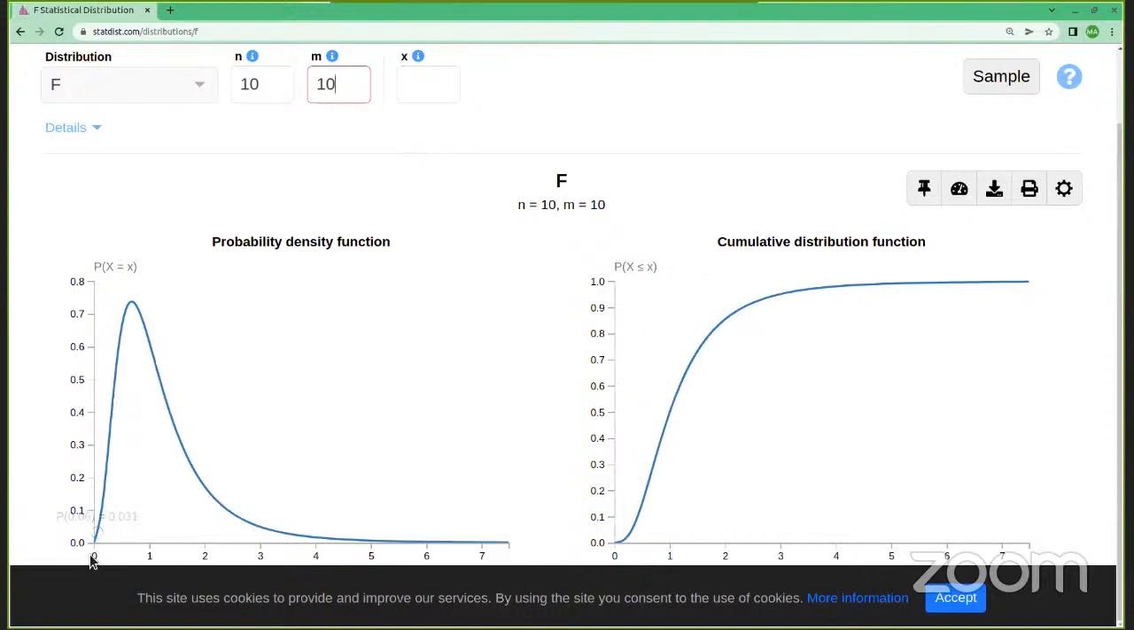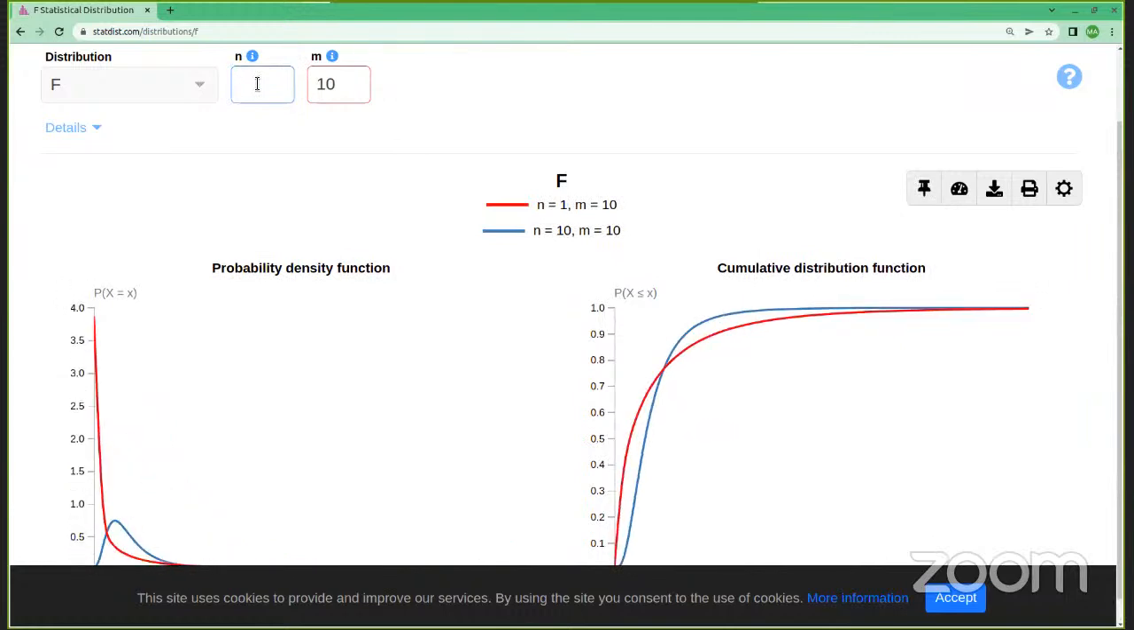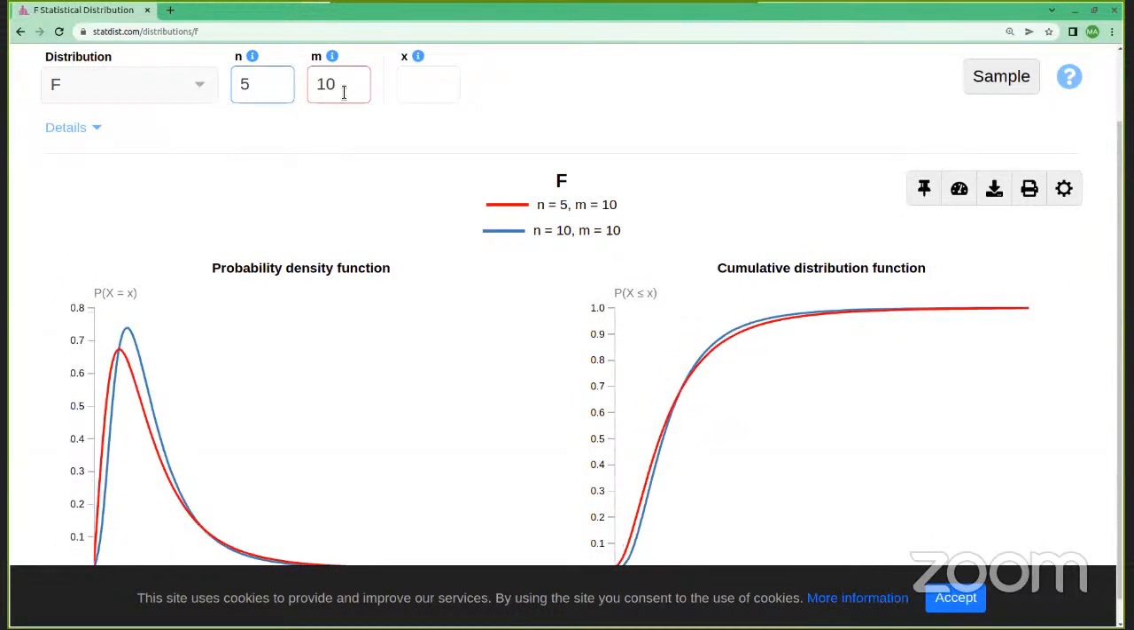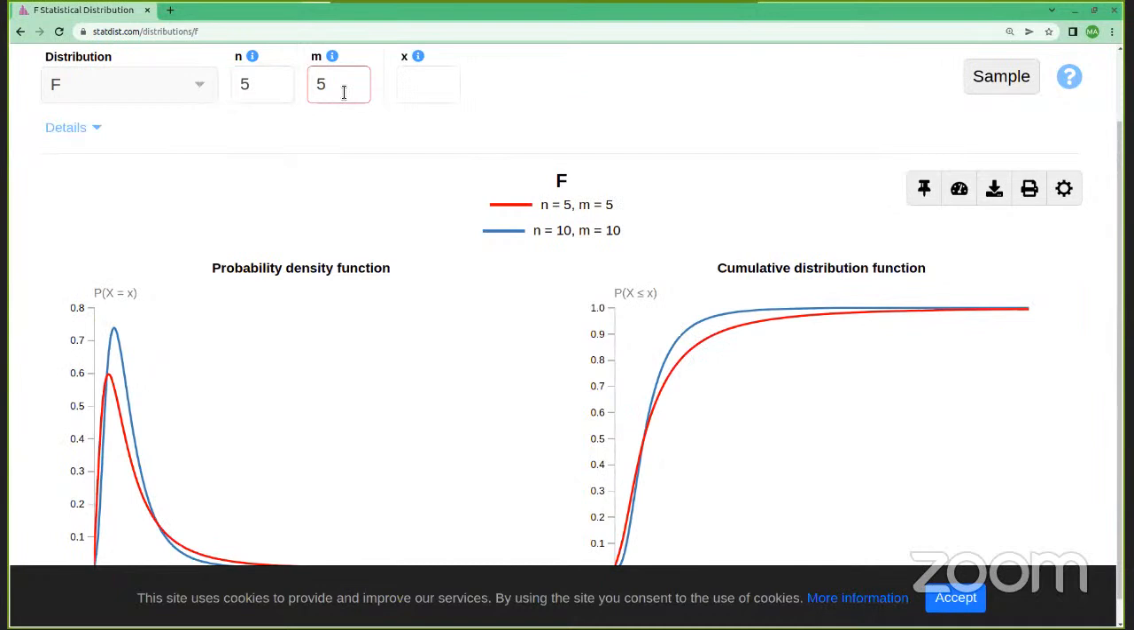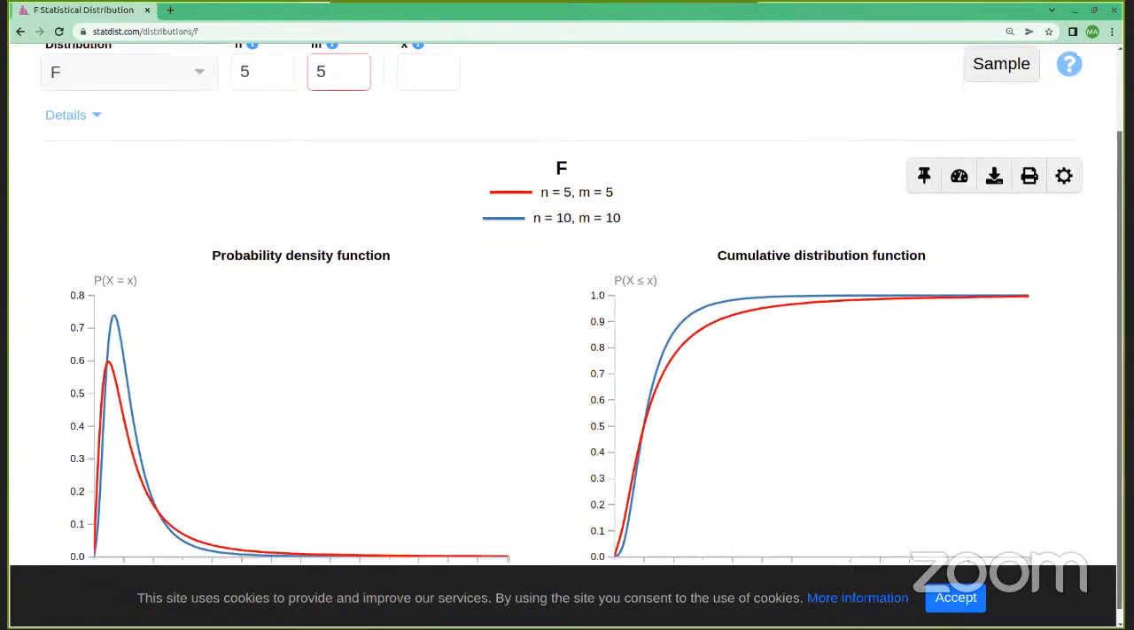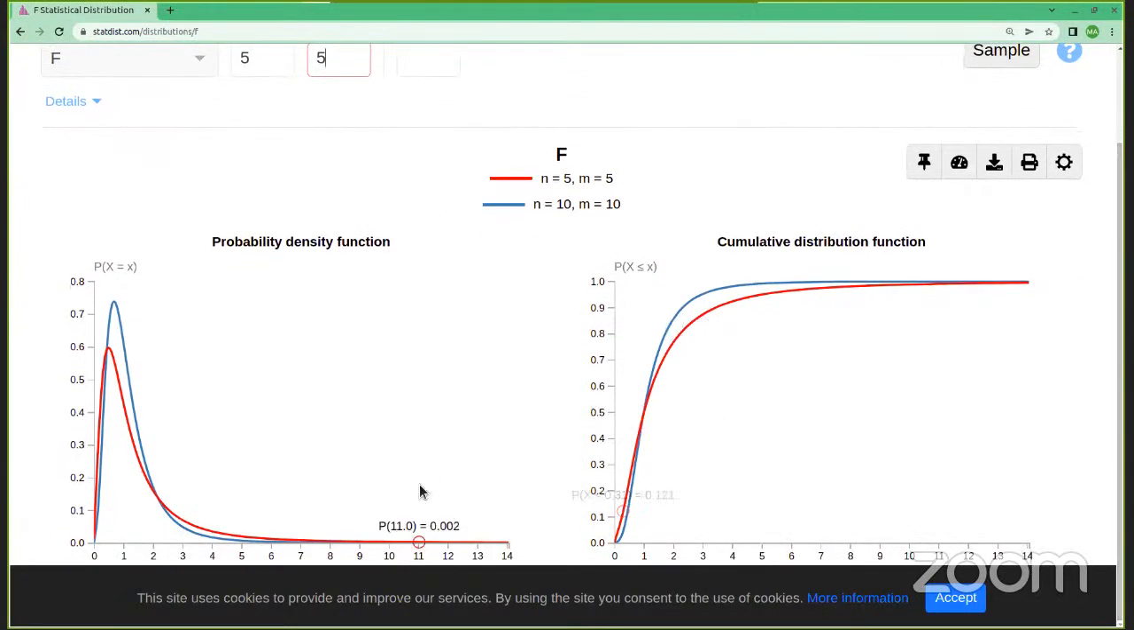So you see this F distribution where both the parameters are 10 and 10. Let me pin this and let us take a smaller value, so maybe 5 and 5. So the red one, you see the difference. How is it changing? The steepness will slowly come to the right side if I increase the degrees of freedom.